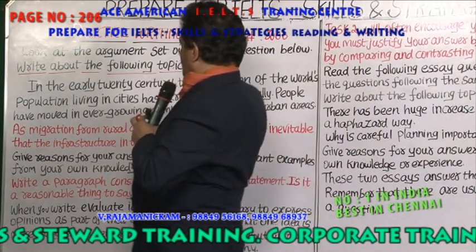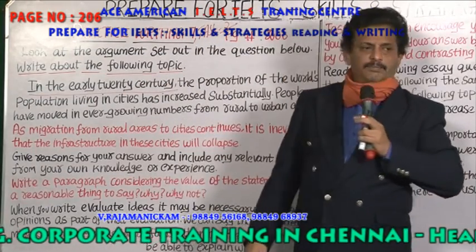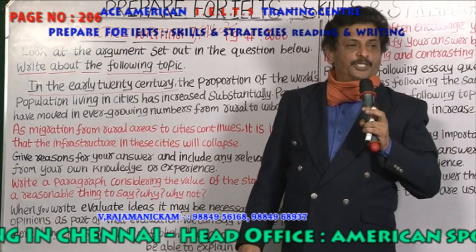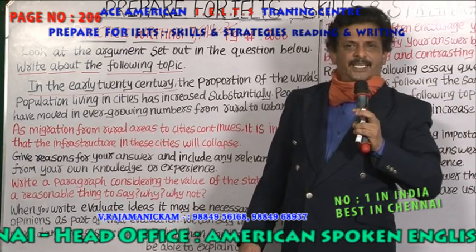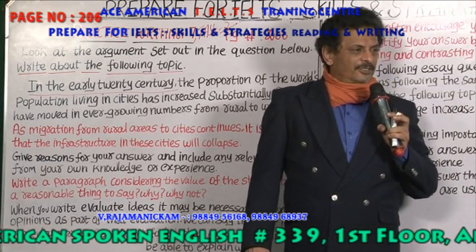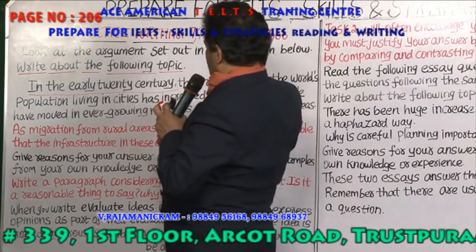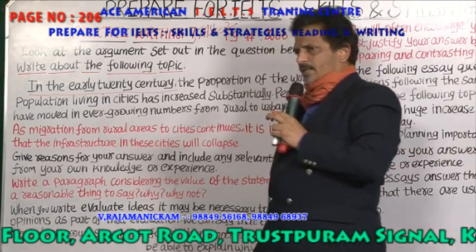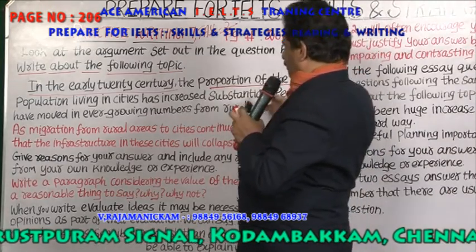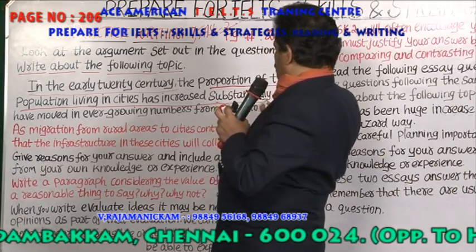In the early 20th century, which is the early 20th century, sir? Can you say in numbers? 20th century. 1902? 1999? Are we living in the 21st century or the 20th century? The 21st century, 2014. In the early 20th century, that is somewhere around 1902, 1930 or 40 or 20 or 10, the proportion of the world's population living in cities has increased substantially.